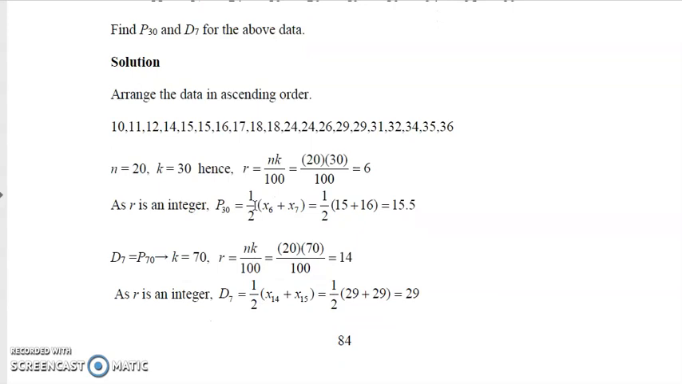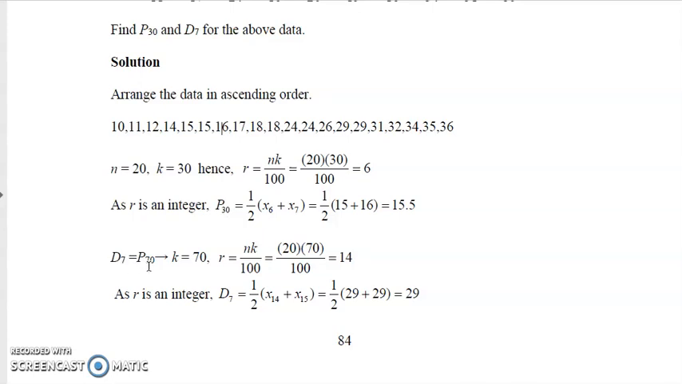Then the next one is 1 over 2 times x6 plus x7. So count to 6: 1, 2, 3, 4, 5, 6. The x6 is equal to 15 and the x7 is equal to 16. So 15 plus 16 divided by 2 is 15.5 here. That's our P30. And D7 is equal to P70.